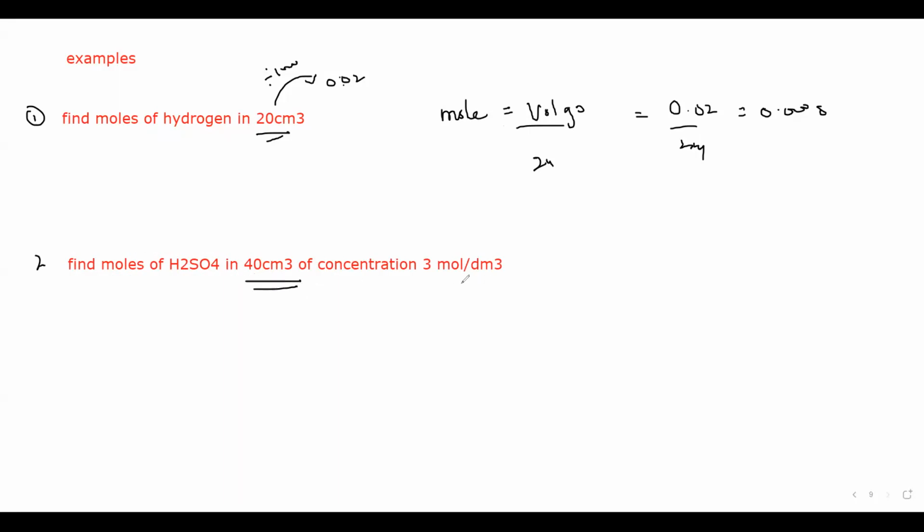The volume is given and the concentration is given. So if you have concentration and volume, we should use the second formula, and according to that, moles equal concentration into volume. Concentration is 3, but the volume is again in cm cube, so you have to convert into dm cube, divide by 1000. So it will be 0.04. So 3 multiplied by 0.04, that's equal to 0.12.